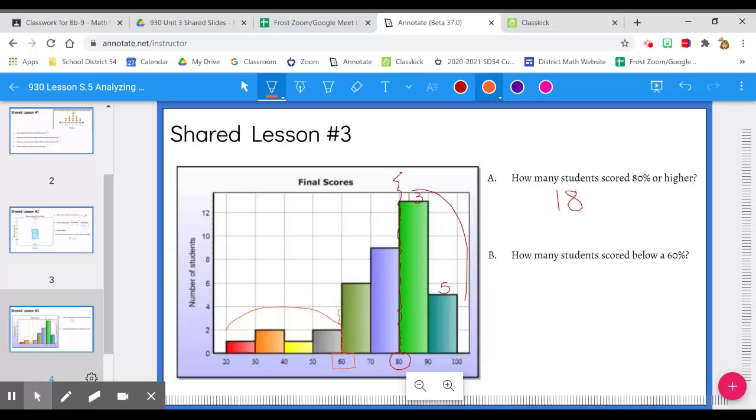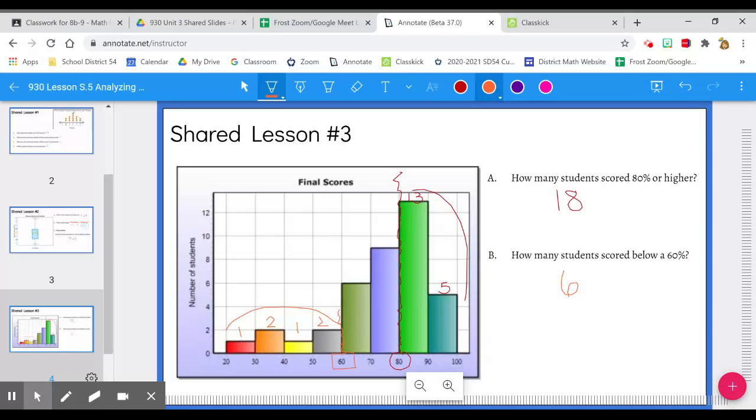So the red bar on the left, that looks like that is 1 student. The orange bar is right up at the 2. So that's 2 students. The yellow bar, again, 1 student. And the gray bar is 2 students. So 1 plus 2 plus 1 plus 2, 3 plus 3 gives me 6 students scored below a 60%.